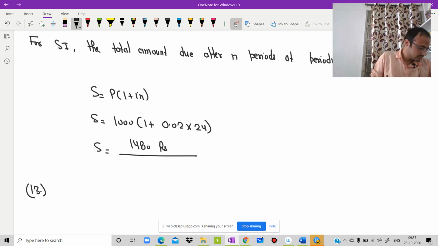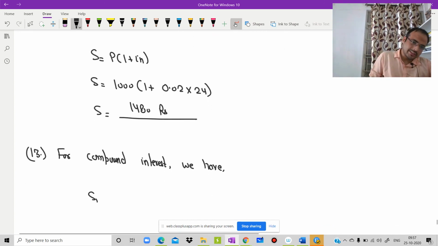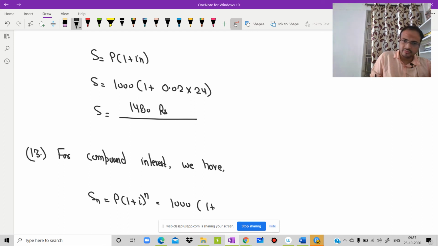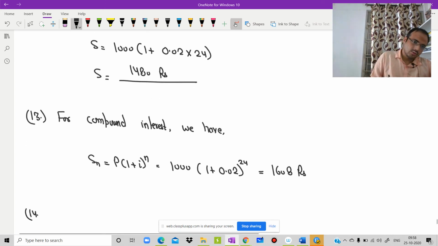Next question number 30. For compound interest, we have Sn equal to P into 1 plus I to the power n, so 1000 into 1 plus 0.2 to the power 24. This third one, question number 14.